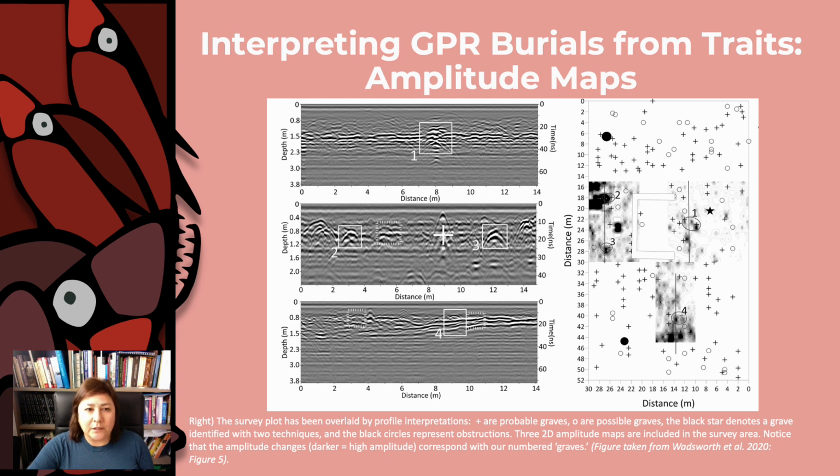The survey plot in this image on the right has been overlaid by profile interpretations. The plus signs are probable graves. The small circles are possible graves. The black star denotes a grave identified with two techniques, and the solid black circles represent obstructions. Three 2D amplitude maps are included in the survey area. Notice that the amplitude changes, darker equals higher amplitude, corresponding with our numbered graves.